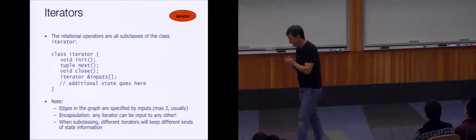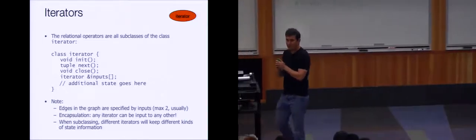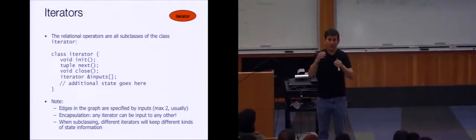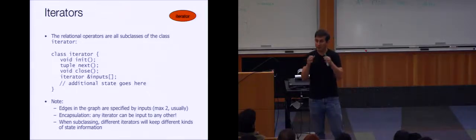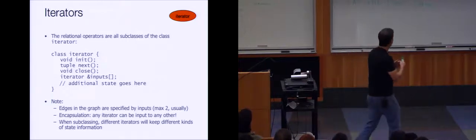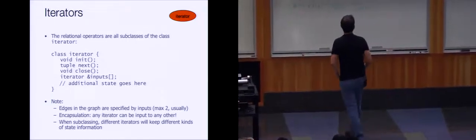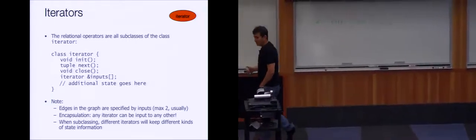If you implement hashing, in the second phase of hashing, after you partition, when you bring it back, you'll have hash tables in memory, right? Or a hash table in memory. And that'll be internal state to the hash iterator, but it'll be encapsulated. Right? So different iterators will add additional state when they subclass this guy.